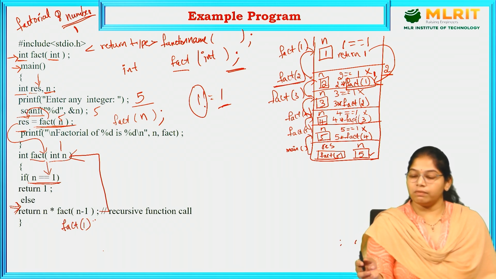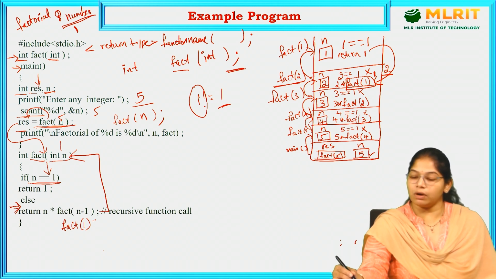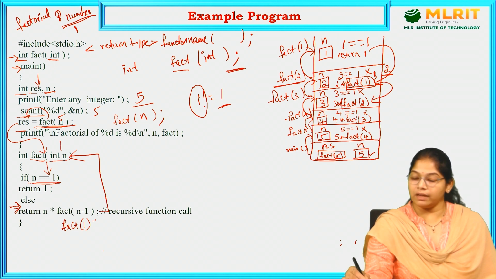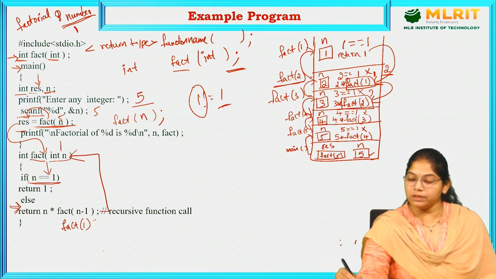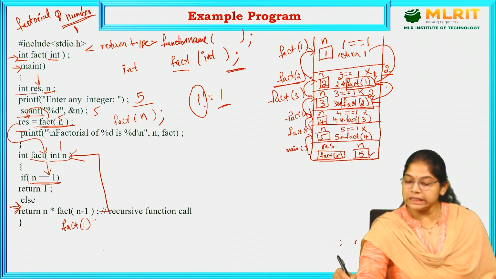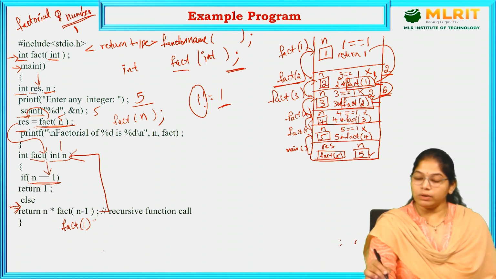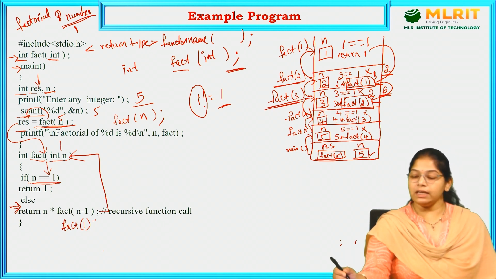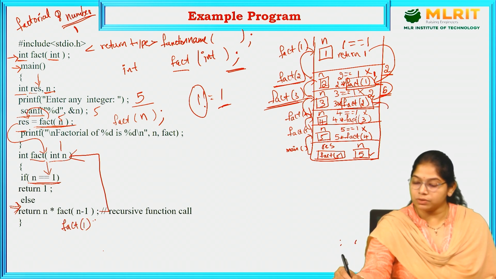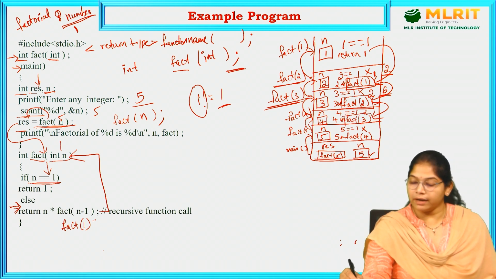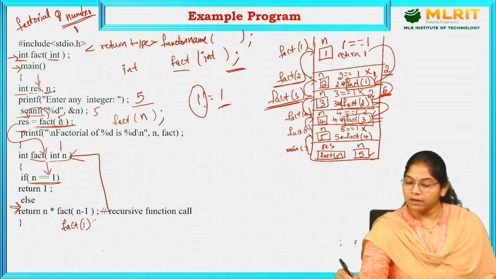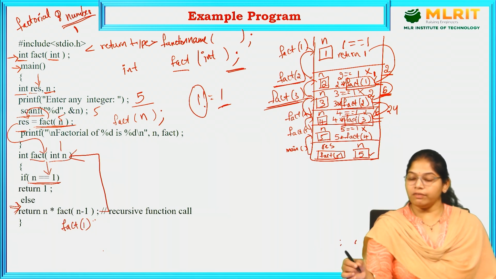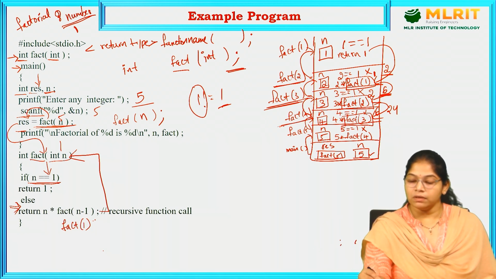Who called fact 2? Fact 2 is called by fact 3. So, it has to return here, where the function was called. So, fact 2 value is 2 now. 3 into 2 is 6. 6 is the value for fact of 3. Fact of 3 is called by fact of 4. So, it returns back to where it is called. Fact of 3 value is here 6. Now, 4 into 6 is 24.